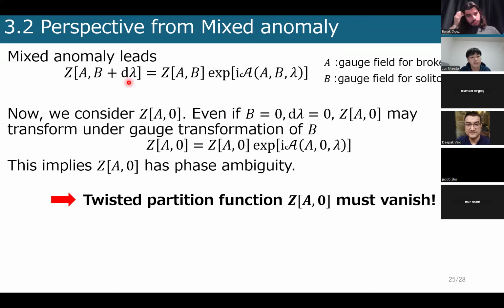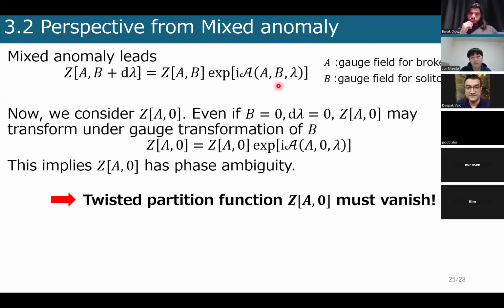And dλ should also be 0. But even if B equals 0 and dλ equals 0, the twisted partition function Z_A0 may transform under the gauge transformation of B. The point is that the expression of the anomaly depends on A and B and λ, and this is not dλ but λ. So even if dλ equals 0, the anomaly may exist.